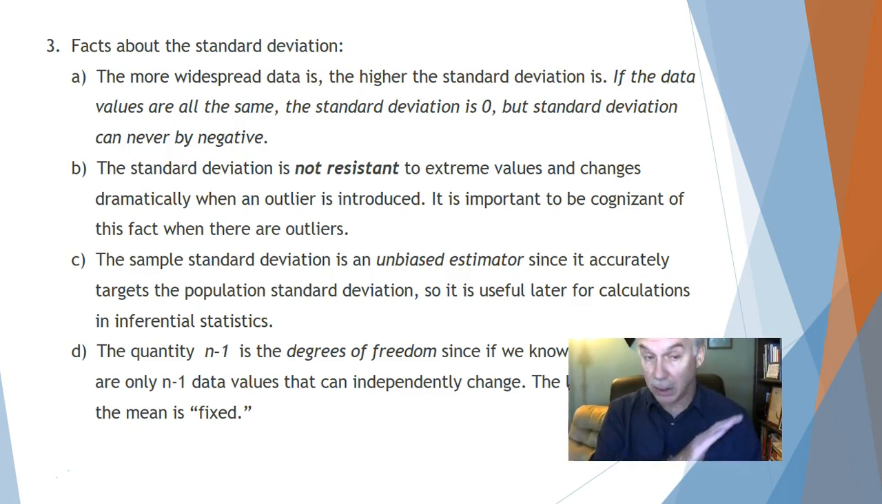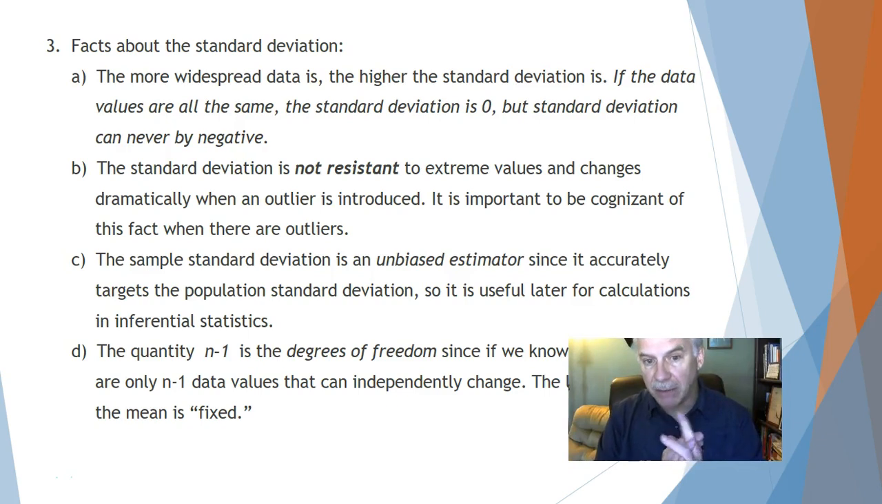Your standard deviation should never come out to a negative number. If your data is all the same, the lowest it can be is 0. Now, letter B here, the standard deviation is not resistant to extreme values and changes dramatically when an outlier is introduced. So if you add a very large or very small number to your data, it's going to really change your standard deviation. It's important to realize this fact.